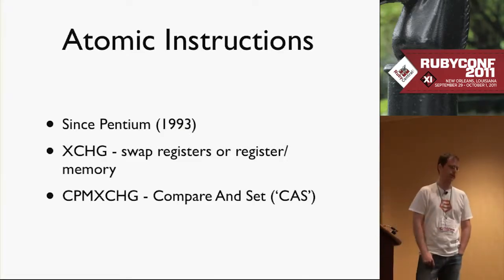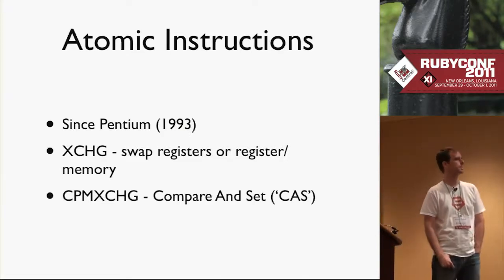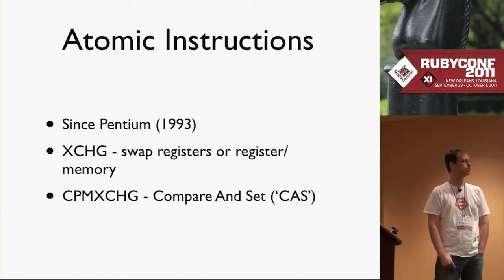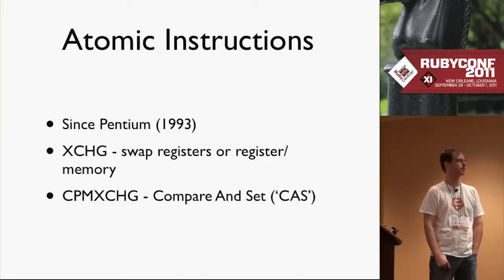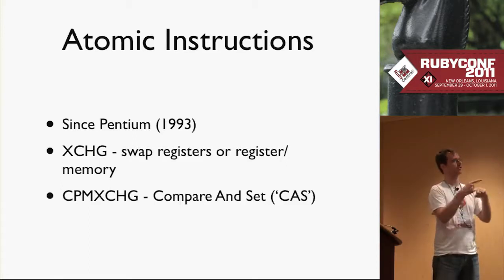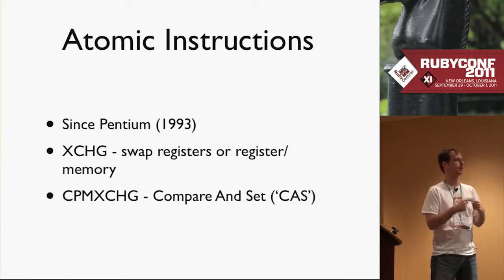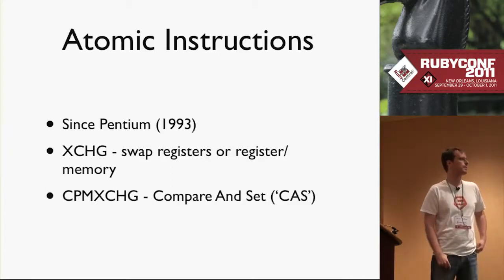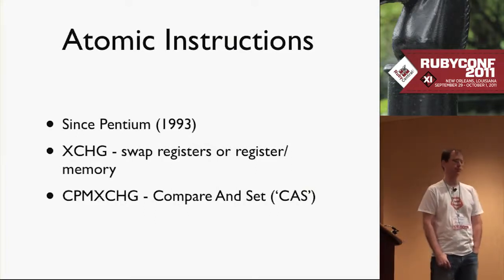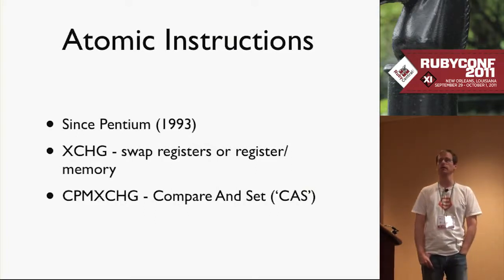Atomic instructions are the other thing that I wanted to mention. They've been around for almost 20 years now. There's two atomic instructions that I'm aware of that are important. There's exchange, which allows you to swap registers atomically, and then there's swapping a register value with a memory location atomically. But more important, I think, is a compare and exchange, compare and set operation. Compare and set is the fundamental operation necessary to do optimistic locking.